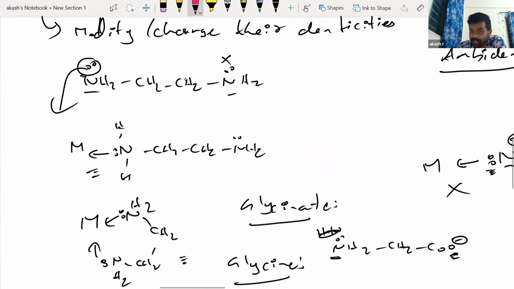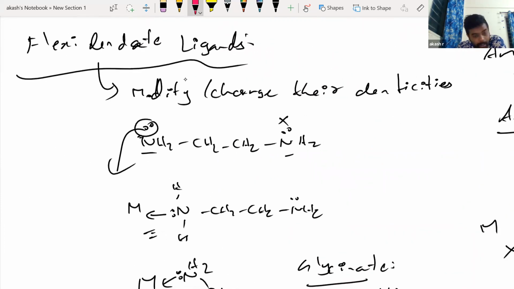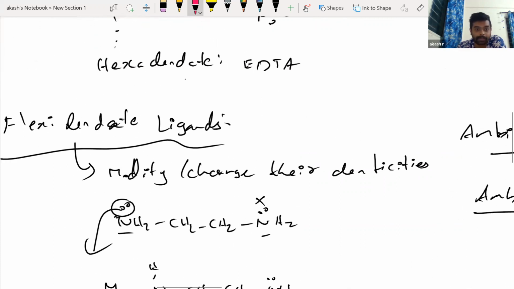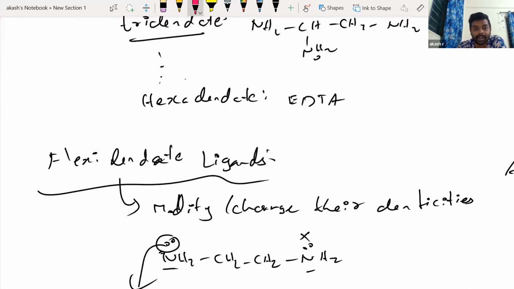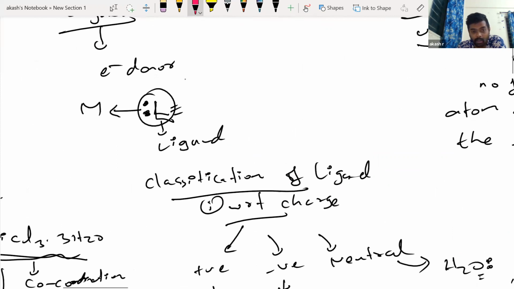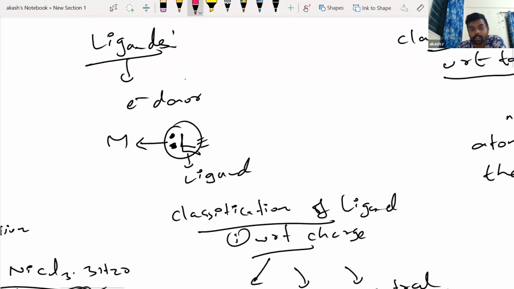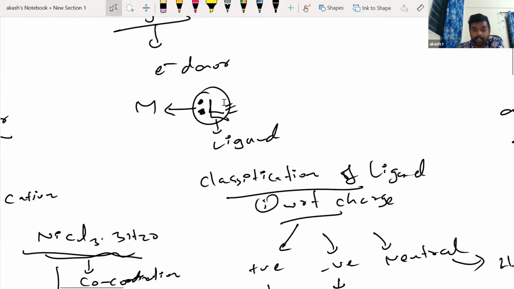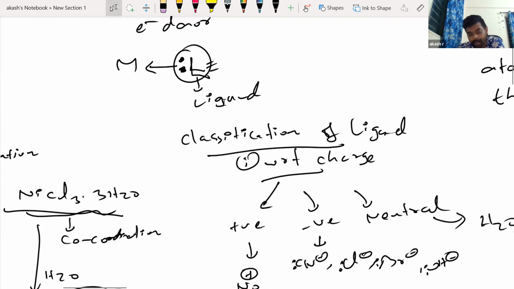Then we have flexidentate ligands, which can be bidentate or tridentate but can modify their denticity. It's not necessary that all the donor sites should be active in a compound. Then we saw monodentate, didentate and all the examples. Ligands are electron donors. In a coordination compound, inside the bracket, all the bonds are coordinate bonds. Metals accept electrons and ligands donate electrons. Based on charge, we can have positive, negative and neutral ligands.